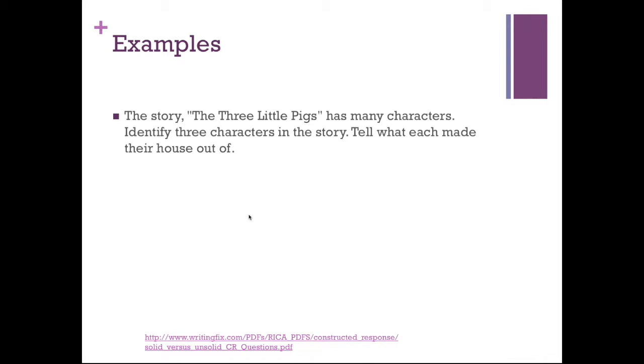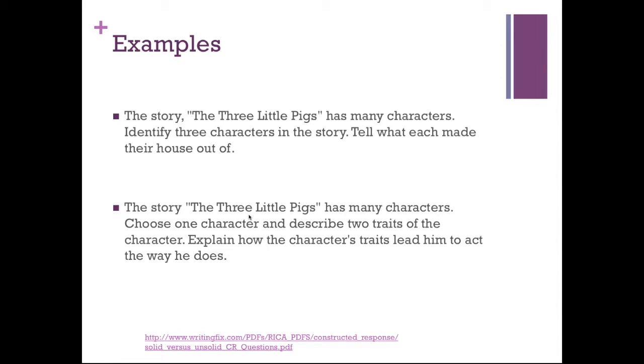Don't have item writing flaws in your constructed response questions either. The story of the three little pigs says, many characters, identify three characters in the story, tell what each made their house out of. The assumption here is that you're going to discuss one of the pigs, but there's a big bad wolf in here somewhere. And this potential flaw could confuse some of the better students. A better way of putting it, choose a character, describe some of the traits of the character, and then explain how their behaviour is governed by some of those traits. Simple example.